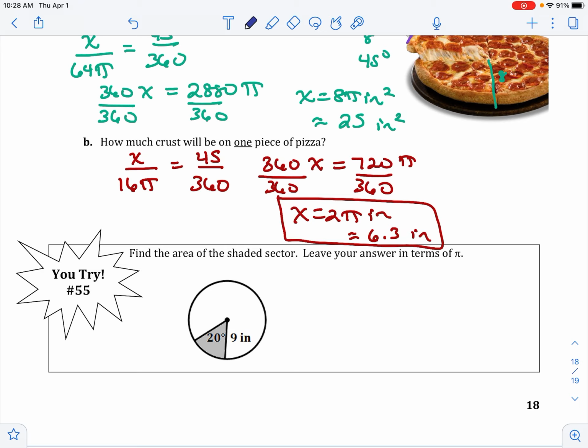Okay, so hopefully you are able to set up the proportion. So the area of the sector out of the area of the circle, which is pi r squared, r is 9, so 81 pi, equals the arc measure 20 out of 360. So we'll get 360x equals, now 20 times 81, we end up with 1620 pi.